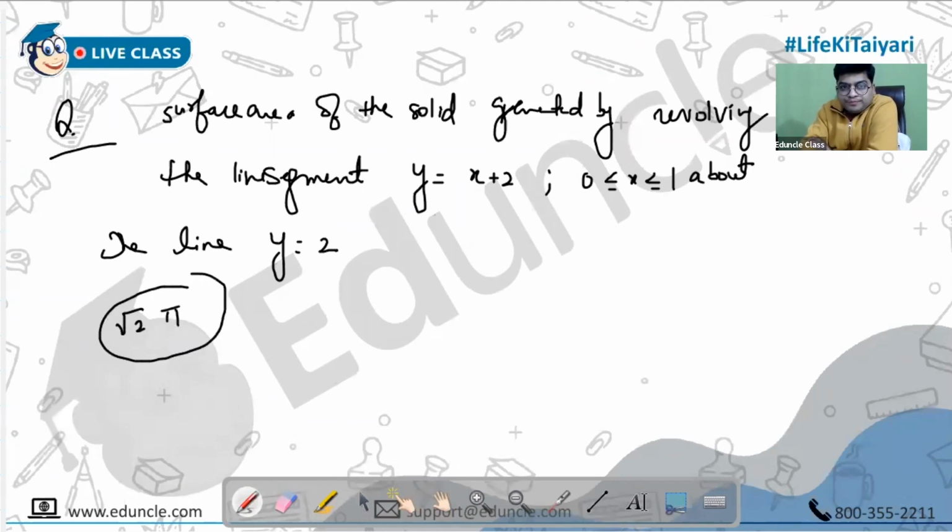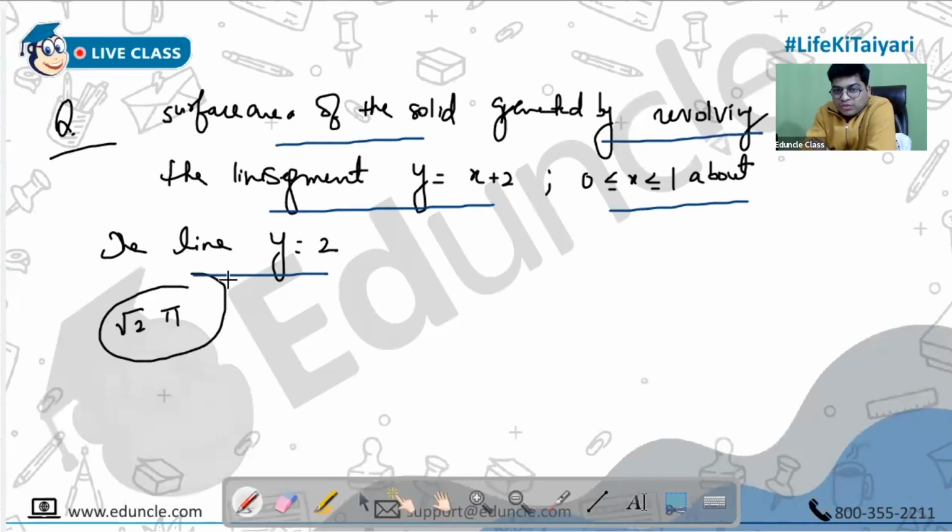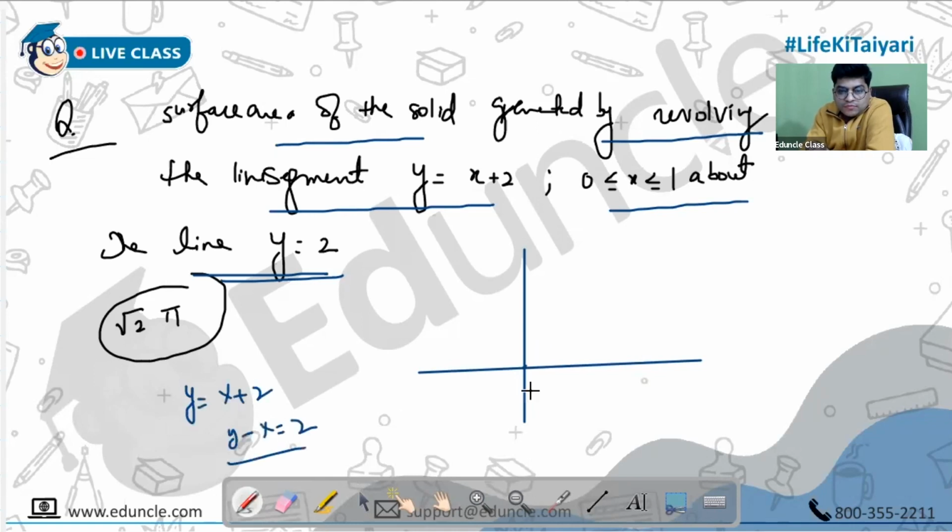See, this is the problem: the surface area of the solid generated by revolving the line segment about a line. I have not discussed this problem till now, but I am discussing it now. You have the line y equals x plus 2. What is the line? y equals x plus 2. So when x is 0, y is 2, and when y is 0, x is minus 2. This is the line which we have to draw. Yes or no? And you are saying about y equal to 2.